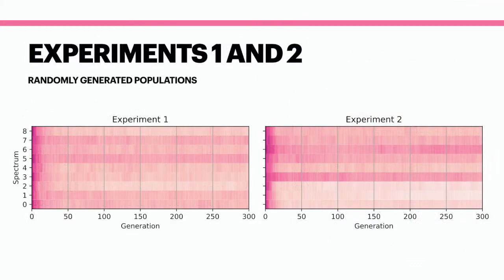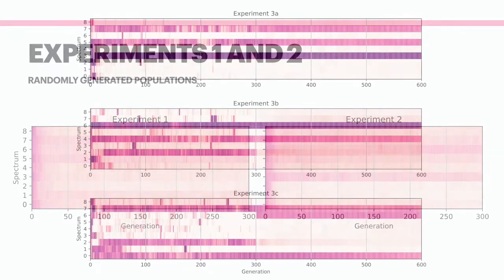Experiments 1 and 2 test how randomly generated populations evolve communication strategies, but the soundscape in Experiment 1 is noise-free, while the soundscape in Experiment 2 has noise on the first 3 channels. You can see from these modified spectrograms that plot the average channel use in each generation over the 50 runs of the experiment, that the noise on channels 0 to 2 in Experiment 2 inhibits the use of those channels.